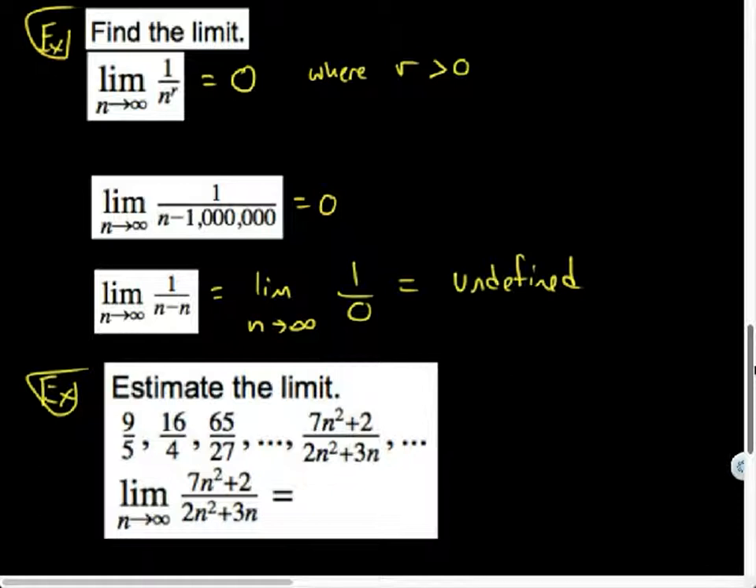Now, estimate the limit. I don't know if you guys have any thoughts on this. 7n squared plus 2. Well, what's the numerator getting closer to? Infinity. What's the denominator approaching?